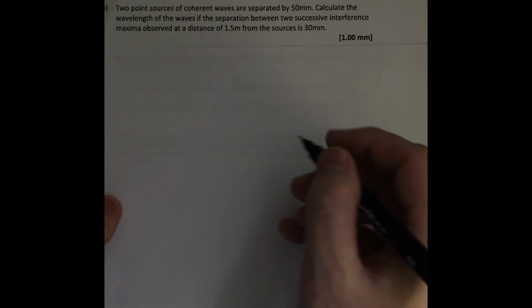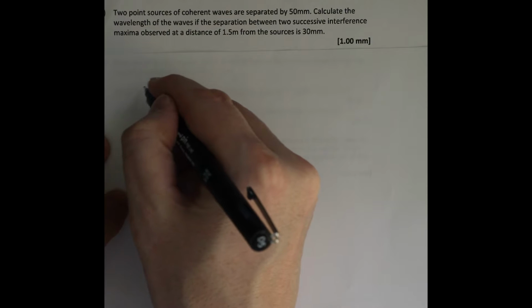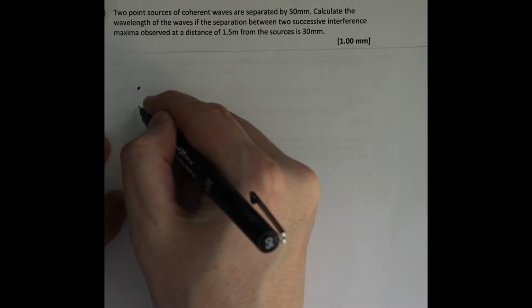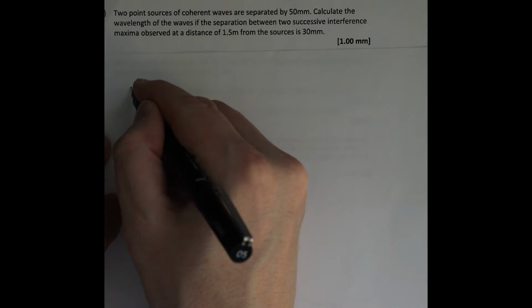Okay, so for question 3, we've got two point sources of coherent waves separated by 50 millimeters. We're going to calculate the wavelength of the waves, given that the separation between two successive interference maxima observed at a distance of 1.5 meters from the source is 30 millimeters. So this is our classic Young's double slit arrangement, where we have two point sources of light in the Young's double slit experiment, but it actually works with any kind of wave. It could work with sound or even water waves. And these are separated by 50 millimeters.